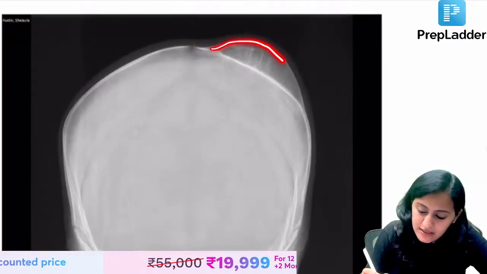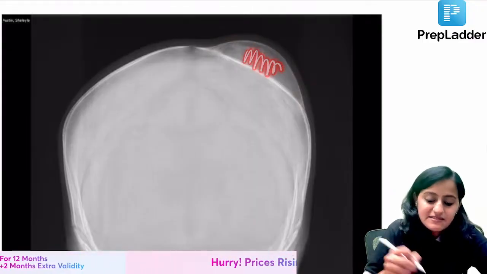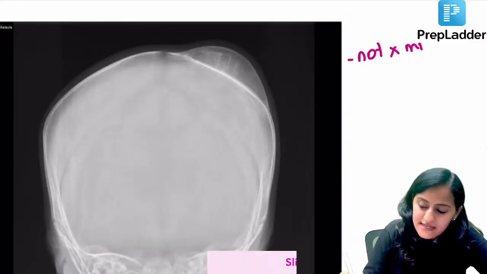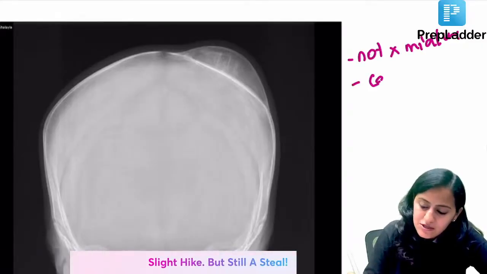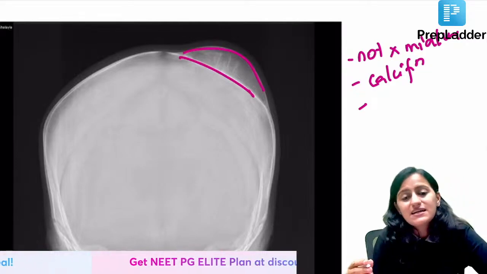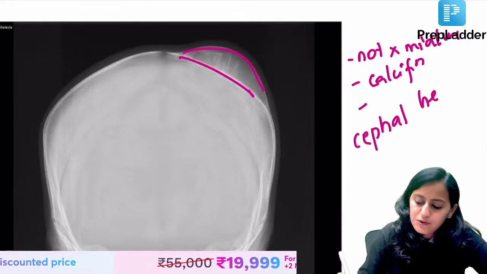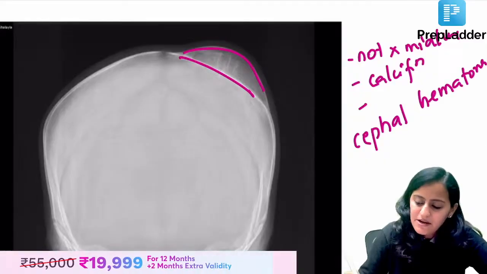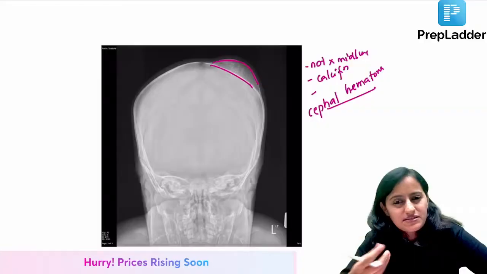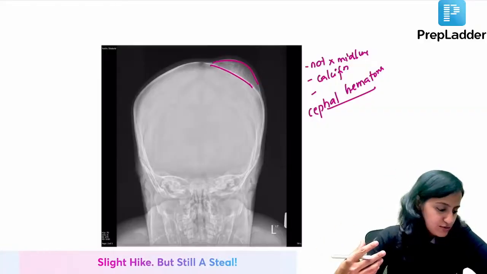It is showing this is all periosteal, white lines are visible, inside it there can be calcification, in long standing cases, right? So not crossing the sutures or midline, showing calcification present, showing like there is a double skull sign. This is cephal hematoma. Okay, this is cephal hematoma which stays for a longer duration of time. It can lead to jaundice because of the breakdown of blood, right? So there jaundice can occur.